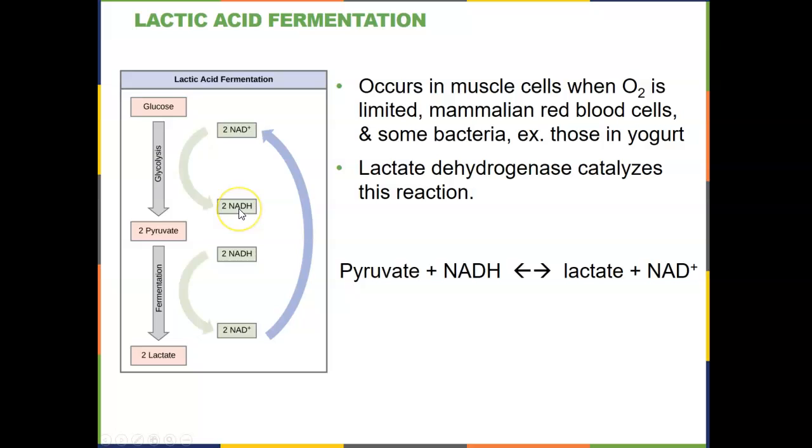NAD picks up electrons in glycolysis. The NADH, if we don't have any place to give the electrons to, all of your NAD molecules become NADH, and this stops, and we can't make our 2 ATP that we're always making right here. So we need to regenerate these NAD molecules from these NADHs.